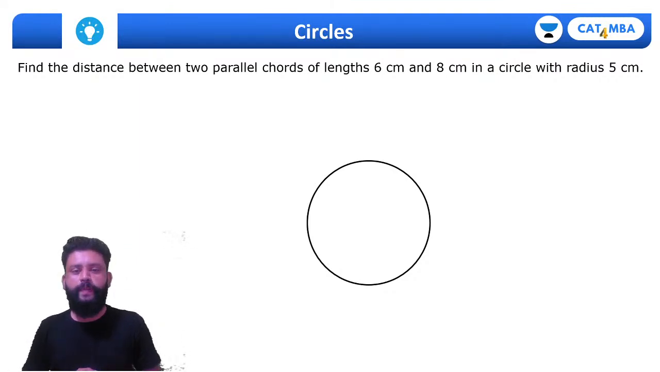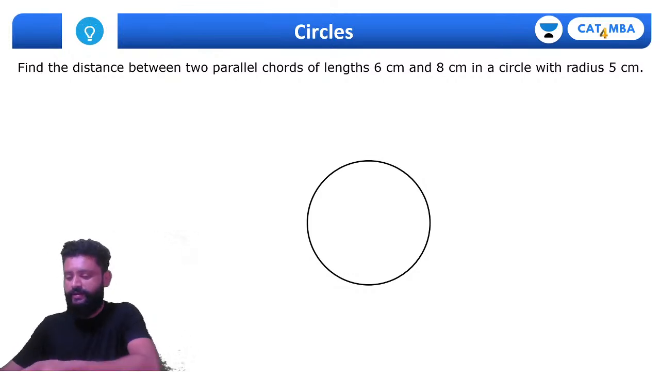Find the distance between two parallel chords of length 6 centimeter and 8 centimeter in a circle with radius 5 centimeter. I just wanted to check your observation skills. How many of you can answer it correctly? It's not a tough question at all. If it looks this simple, then there is a bit of a trap. If there were answer options you would understand, but I have intentionally removed them.